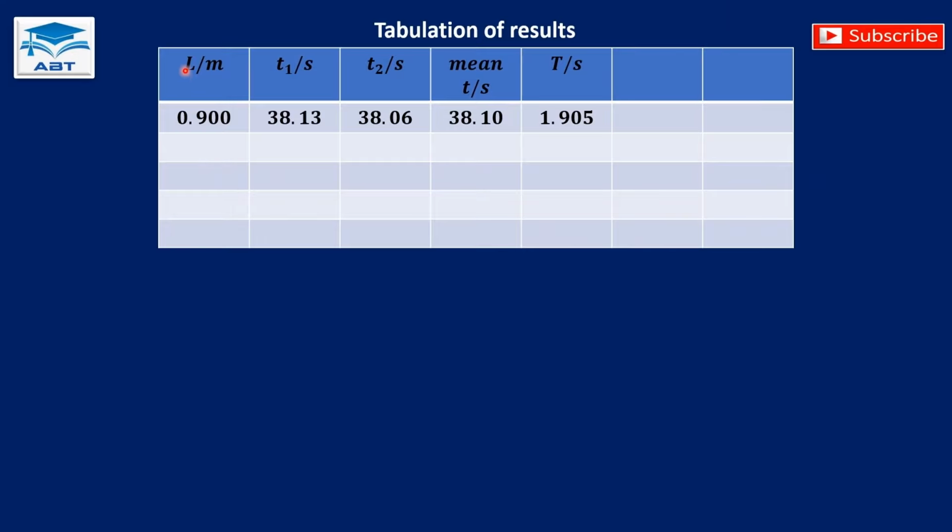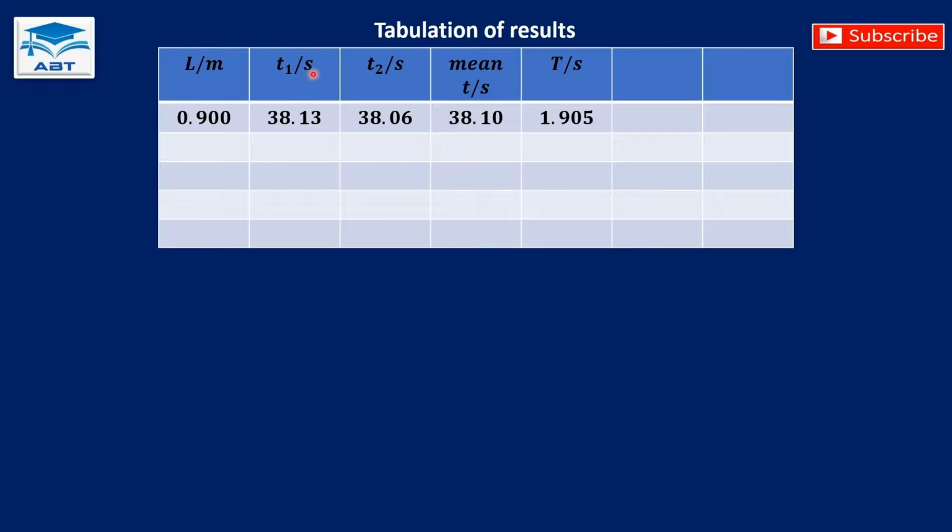So we have the length here in meters. The length of the string was 90 centimeters. So we change it to meters by dividing it by 100. And we have 0.9 meters. But we leave it in 3 decimal places. That is 0.900. This is time 1 in seconds.